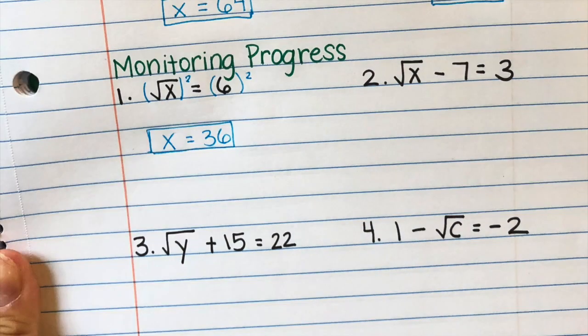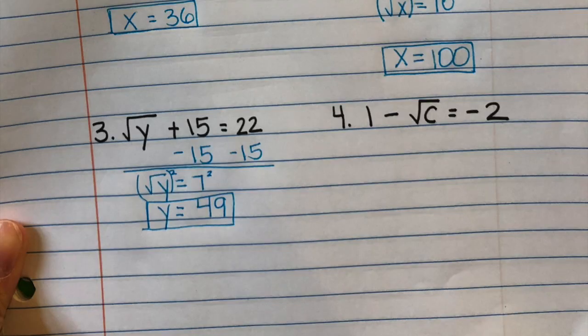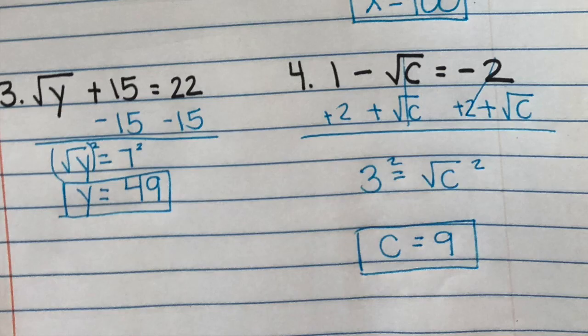All right, the solution to number 1 was x is equal to 36. The solution to number 2 was x is equal to 100. The solution to number 3 is y is equal to 49. And the solution to number 4 is c is equal to 9.